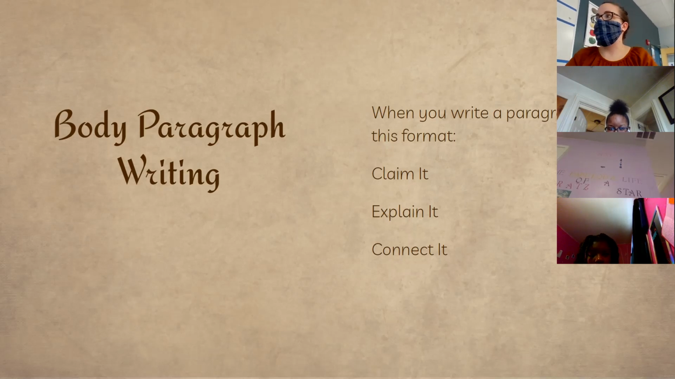So when you write a body paragraph, the first thing you should do is claim it. I'll tell you what that means after you write it down. What that means is that you are claiming or making your argument. So your claim it is your thesis or your topic sentence. Again, when you claim it, that is your answer to the question. So why did Abraham Lincoln issue the Emancipation Proclamation? Abraham Lincoln issued the Emancipation Proclamation because he wanted to free the slaves and end the Civil War. That's a thesis, that's a topic sentence.